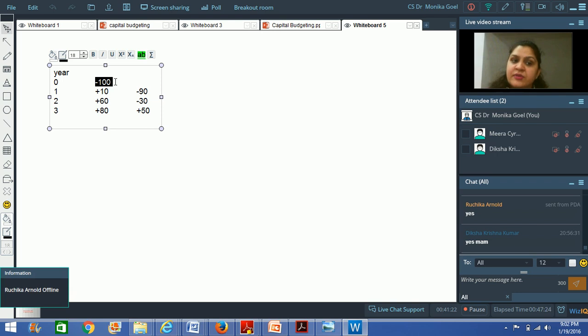Right. Now, in the payback period method, I want to know that period in which I am able to recover this initial cash outflow of 100 rupees. That period in which I am able to recover this initial cash outflow of 100 rupees.